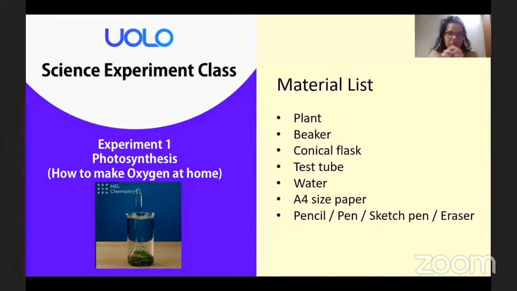We need a plant, a beaker, a conical flask, a test tube, water, and we're going to draw something. So we'll be needing an A4 size paper, pencil, pen, sketch pen, color pencil, eraser, whatever you all feel comfortable. I hope all of you are ready with your material list. Good job. I can see some people running. All those who are not ready, let me give you a few seconds and then we will go ahead with the experiment. Now, let me just tell you all.